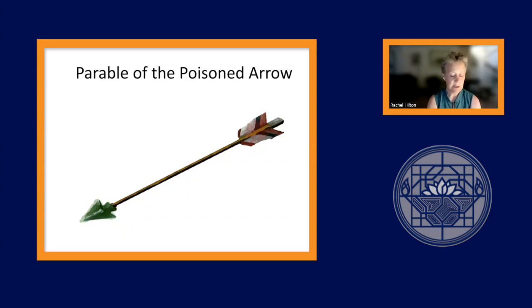So the parable of the poison arrow is saying you don't have to know every single thing about every single thing. You have to get on and remove the poisoned arrow, remove the cause of suffering, which is basically the illusory state in which we live.